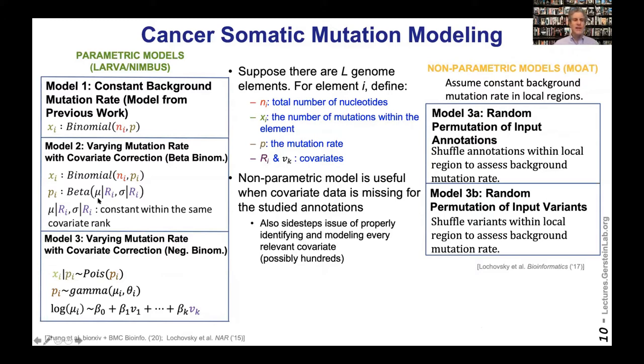Now, a simple model that doesn't do that would be, for instance, a binomial model, which assumes a constant rate of mutation across the genome. We're going to contrast things to this. We have 2 different models, a beta binomial model and a negative binomial model, that allow the mutation rate to vary across the genomic bins, and this mutation rate to vary with genomic covariates, such as replication timing, histone marker data, and so forth.